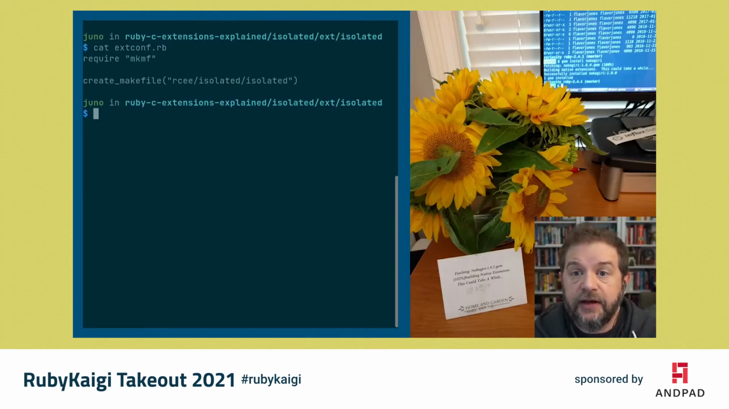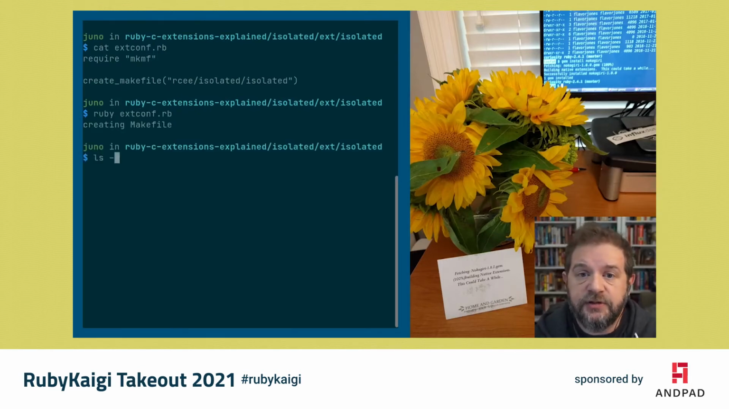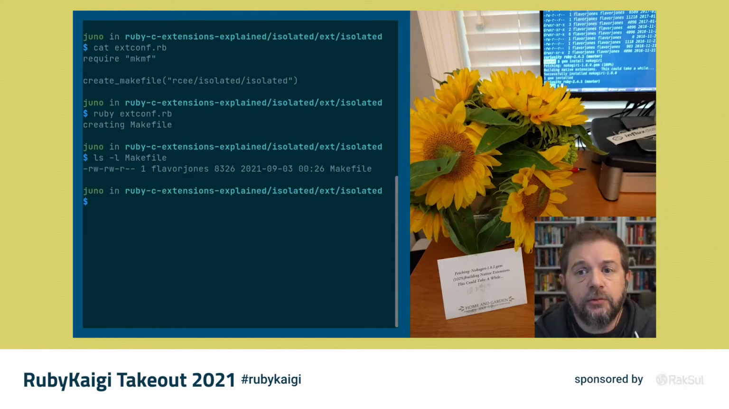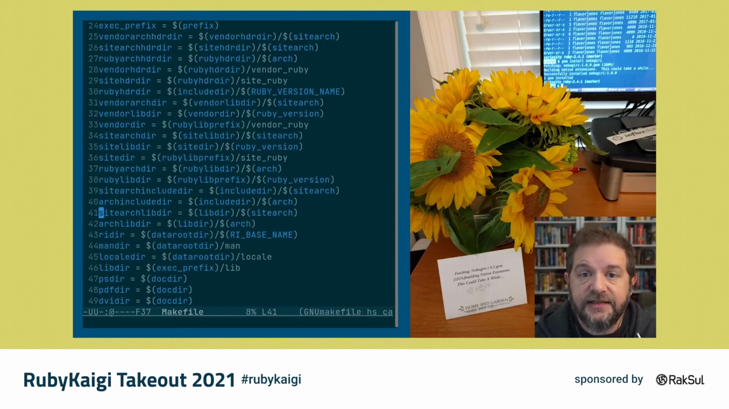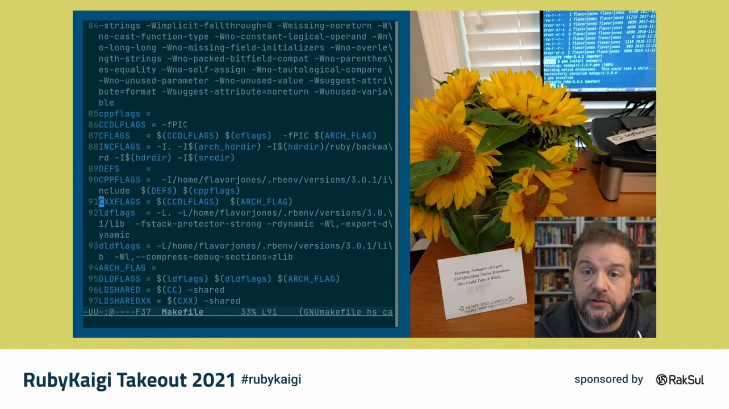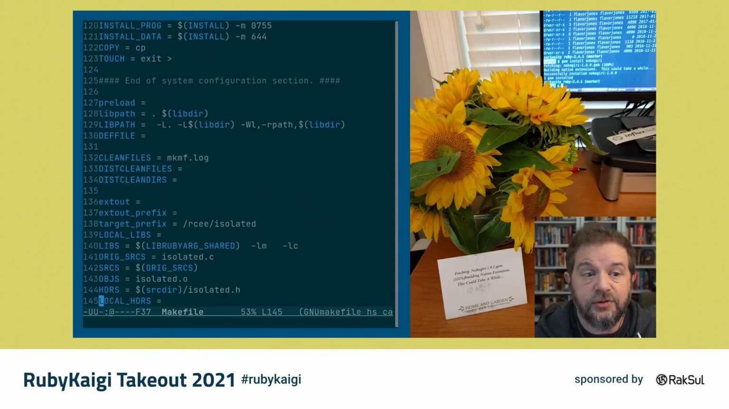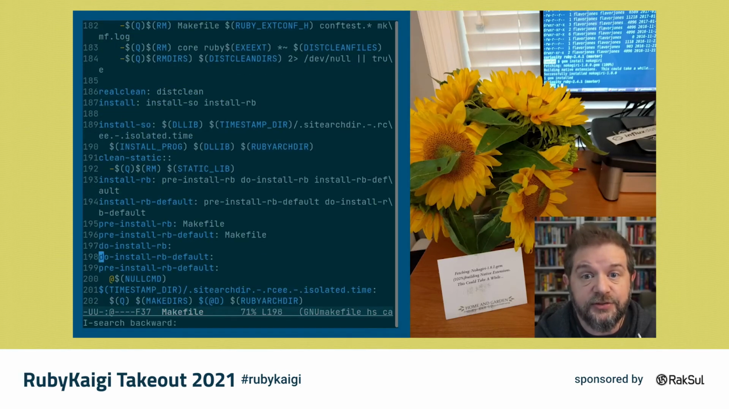Make is the great-grandparent of rake, and it is commonly used to manage recipes like this with many steps. We're not going to look very hard at the makefile today, but it's good to know that create_makefile has done a lot of work for us. It's taken the generic high-level description in the extconf and turned it into a rather long but precise recipe.